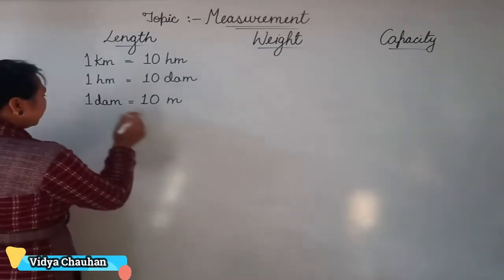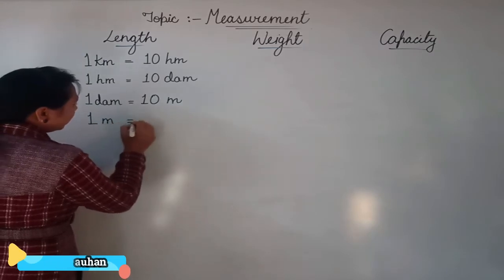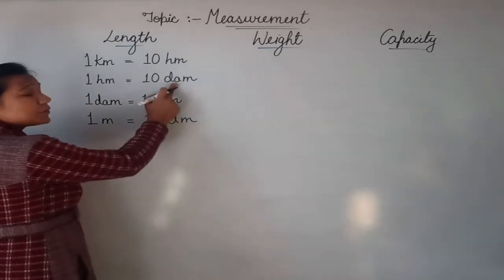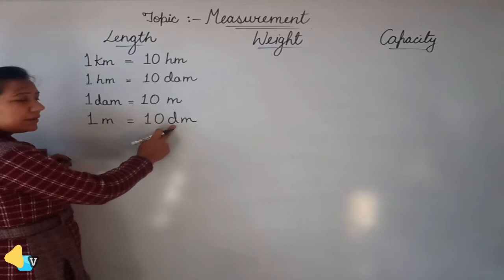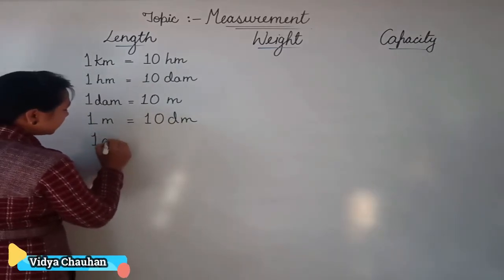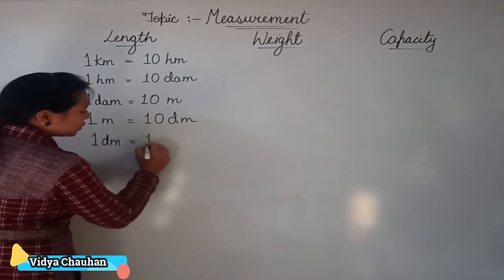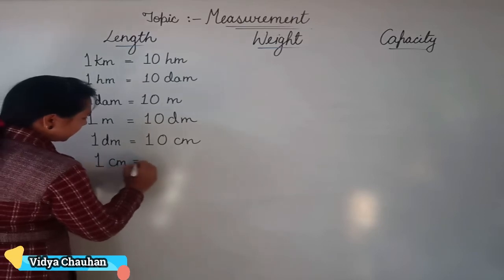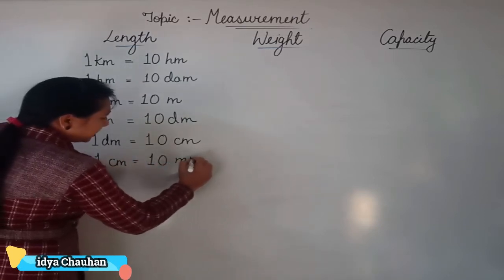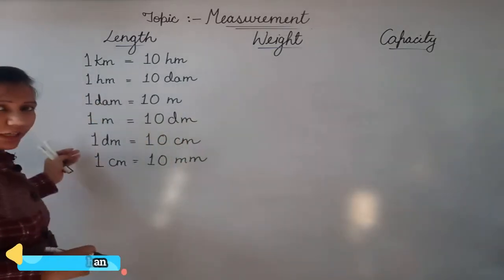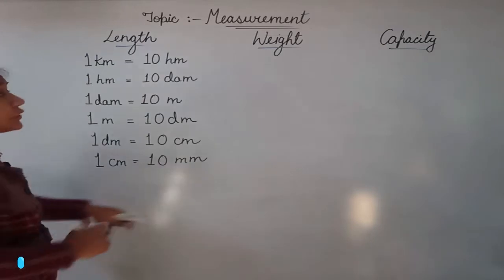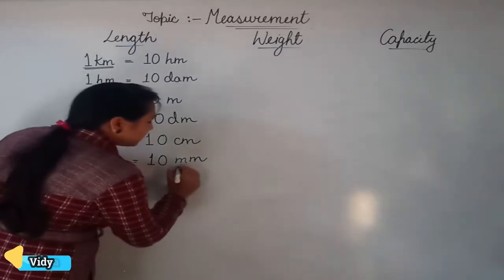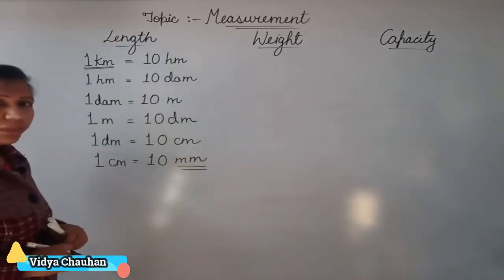Then 1 meter is equal to 10 decimeter. It is decimeter, and this was decameter. After that, 1 decimeter is equal to 10 centimeter. And then 1 centimeter is equal to 10 millimeter. So this is the conversion table from kilometer to millimeter. The biggest unit is kilometers, and the smallest unit is millimeter. Clear, students?